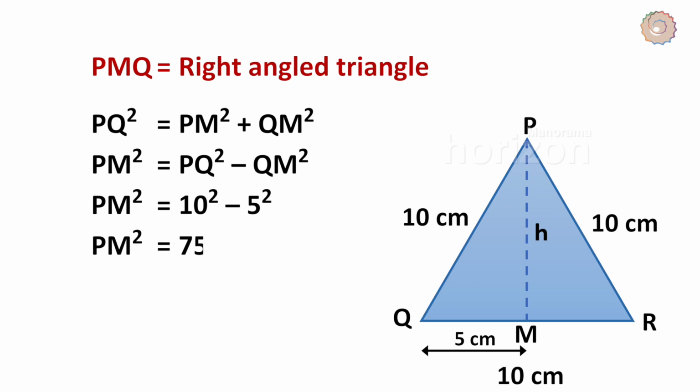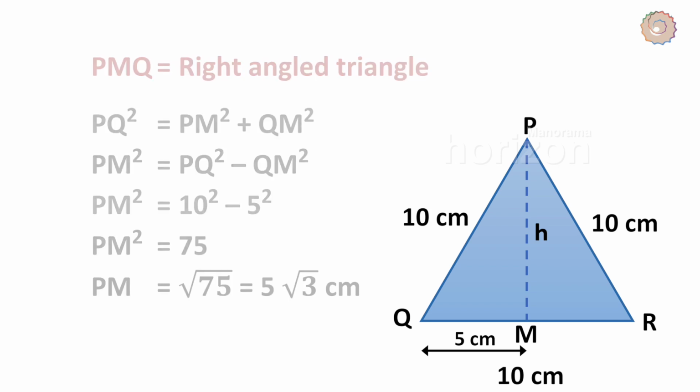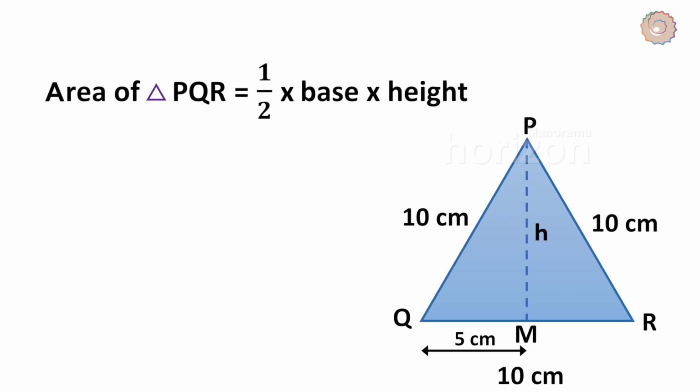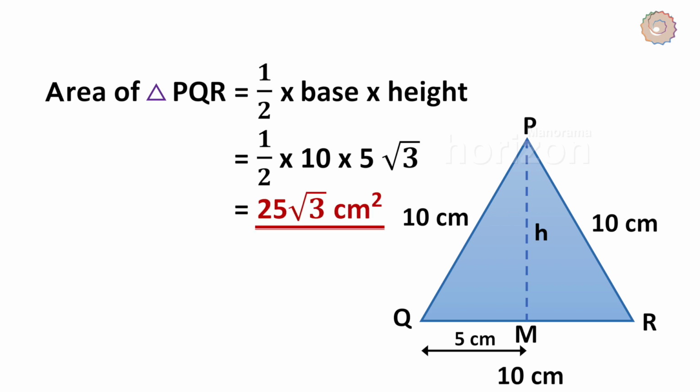PM square is equal to 75, or we can say PM is equal to square root of 75, that is 5 root 3 centimeter. Now find the area of the triangle. Area of the triangle PQR is equal to half into base into height. Now substitute the values in the equation. We get half into 10 into 5 root 3, and we get the answer as 25 root 3 centimeter square.